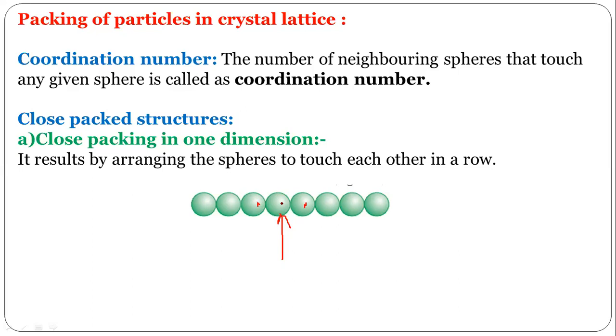Coordination number means the neighboring spheres that touch any given sphere. So this sphere touches these 2 spheres, so the coordination number is 2. I think you understand the concept of coordination number. It is nothing but how many spheres touch that particular one sphere.